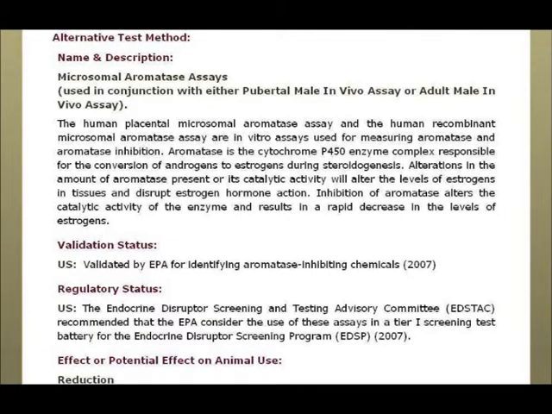Aromatase is the cytochrome P450 enzyme complex responsible for the conversion of androgens to estrogens during steroidogenesis. Alterations in the amount of aromatase present or its catalytic activity will alter the levels of estrogens in tissues and disrupt estrogen hormone action. Inhibition of aromatase alters the catalytic activity of the enzyme and results in a rapid decrease in the levels of estrogens. It says the validation status: it's validated by the Environmental Protection Agency for identifying aromatase inhibiting chemicals.